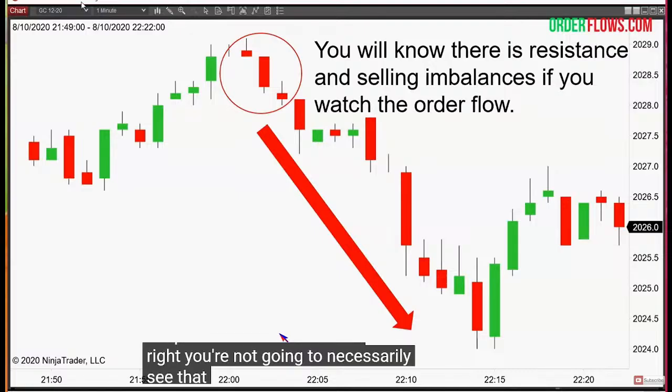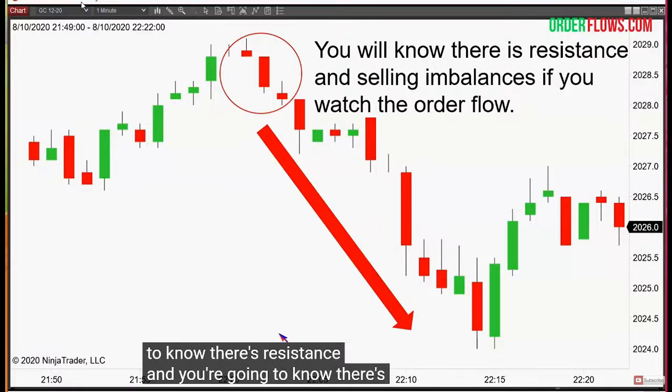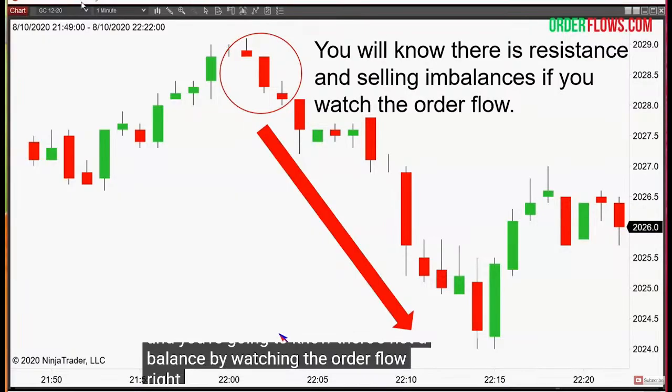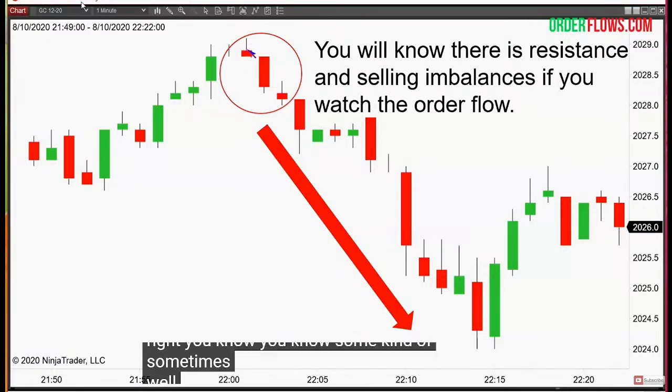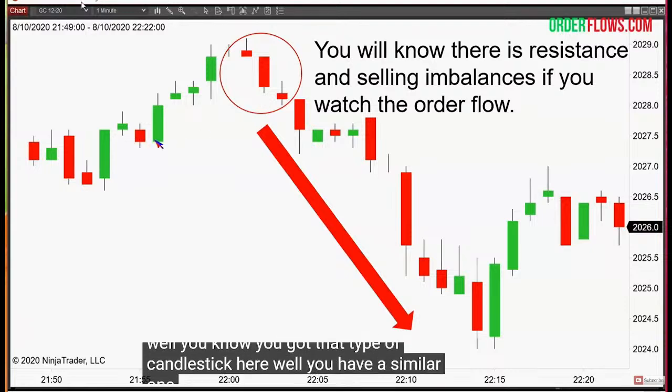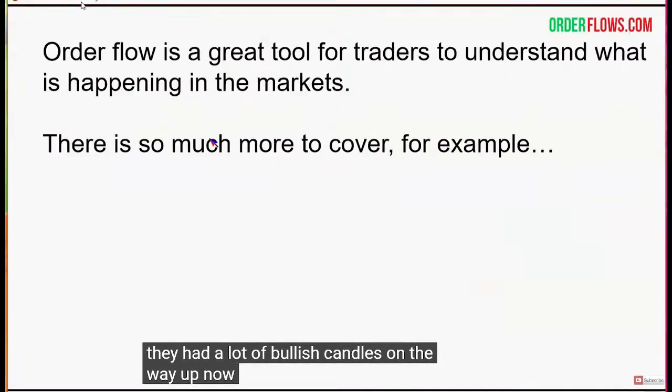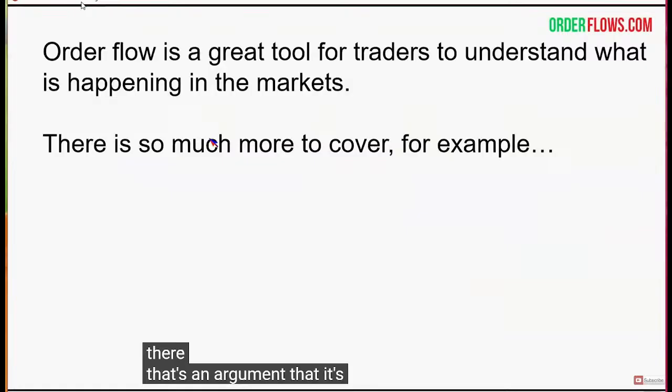On a normal bar chart, you're not going to necessarily see that. You'll know there's resistance on the chart, and you're going to know there are selling imbalances by watching the order flow. Some candlestick guys say, well, you got that type of candlestick here. Well, you had a similar one there. Then you had a lot of bullish candlesticks on the way up. That's neither here nor there. That's an argument that is often had after the fact.